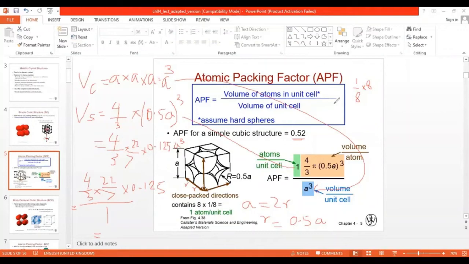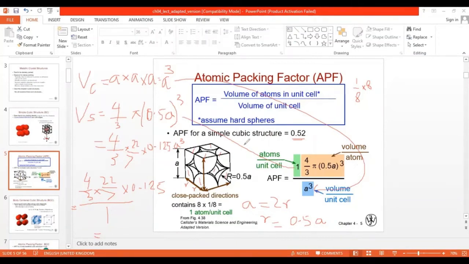You need to understand the difference between these two. Volume of atoms in unit cell, so that is this atom, this atom, this atom, this atom, this one, this one, this one, and this one. Right. So volume of atoms in unit cell divided by volume of unit cell. Volume of unit cell is this into this into this. This is the volume of unit cell. Right. So this A cube is the volume of unit cell, and this 4/3 pi r cube is the volume of atoms in unit cell, right?